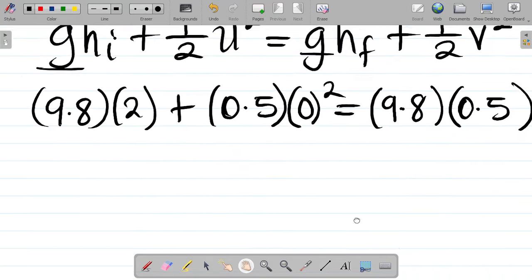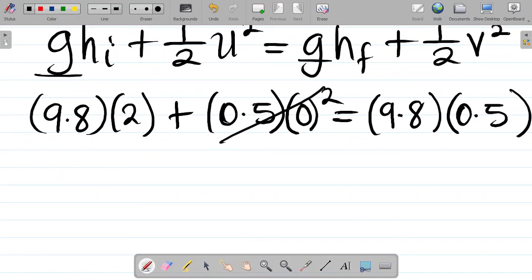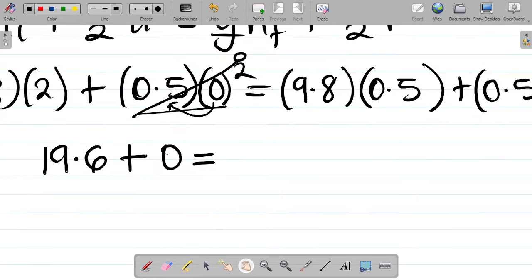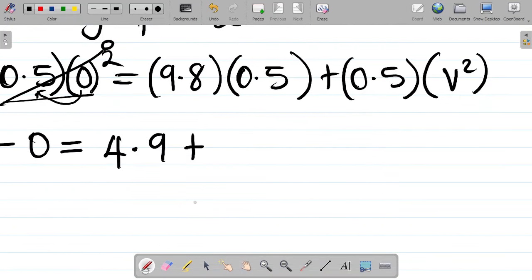All right, let's solve this. From here, this will cancel out, because 0 squared is 0, and 0 times 0.5 is 0. I have 9.8 times 2, that becomes 19.6, plus 0, is equal to the next thing I have there, 9.8 times 0.5, and that's about 4.9. This is 4.9 plus 0.5 times v squared, which becomes 0.5 v squared.